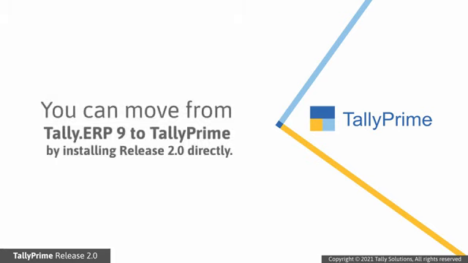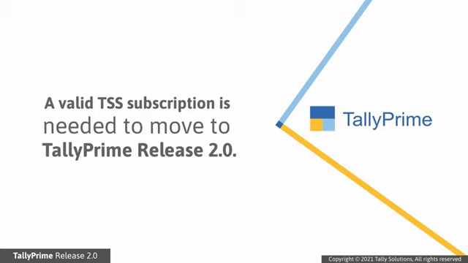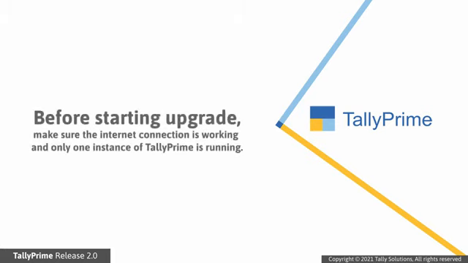In case of Tally.ERP 9, you can install TallyPrime 2.0 and start working. You need to have a valid TSS subscription to move to TallyPrime Release 2.0 from earlier releases. Before you start the process, ensure that the internet connection is working and only one instance of TallyPrime is running.